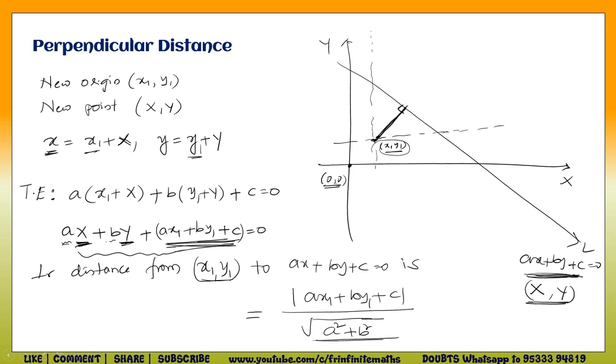For this line equation, from the origin the perpendicular distance is this. Clearly the perpendicular distance from x1 y1 to ax plus by plus c is given by modulus of ax1 plus by1 plus c by root a square plus b square. Likewise we can find the perpendicular distance from a point to a given line. So remember this formula. This formula is very, very important. We are going to use it in many cases, in many situations. So remember this formula.